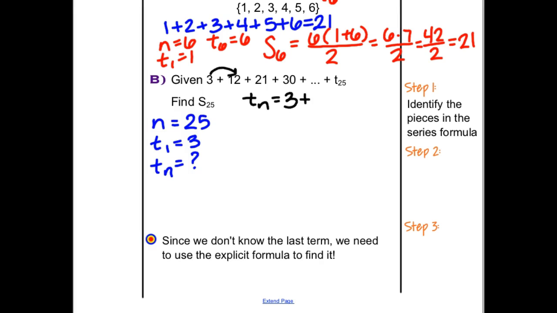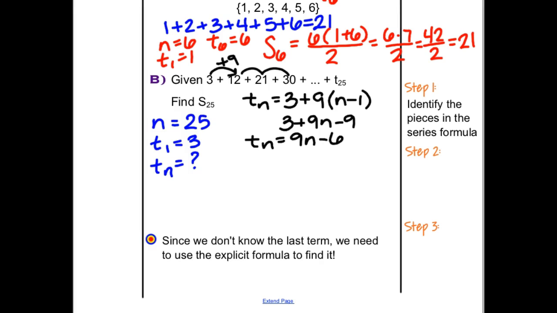Well, I know that this is plus 9, plus 9, plus 9. So that's going to be 9 times n minus 1. Distribute that 9 and we get 3 plus 9n minus 9. Simplify that out, we get term n is equal to 9n minus 6. So now I can find term 25 by saying I got 9 times 25 minus 6.